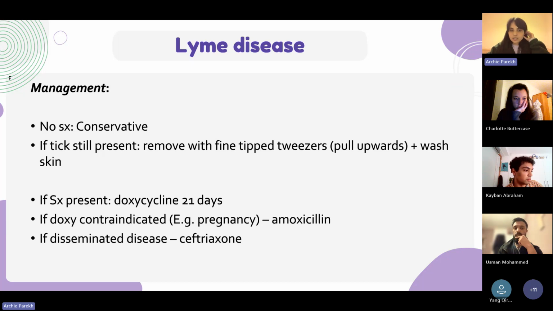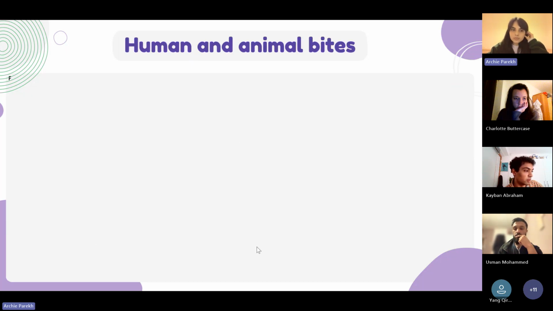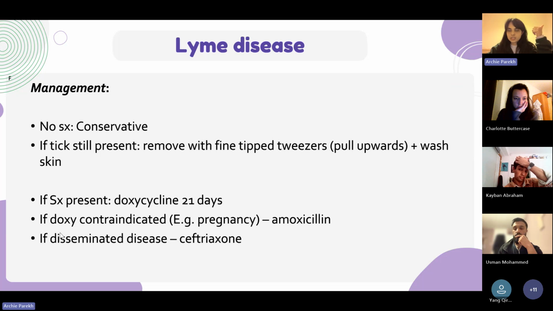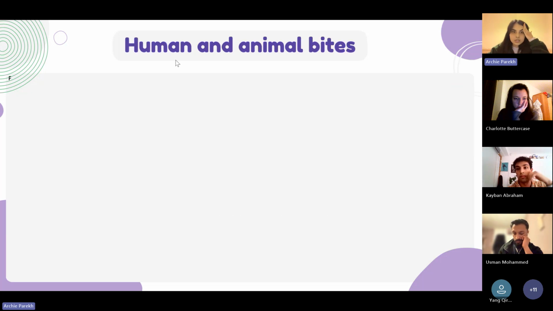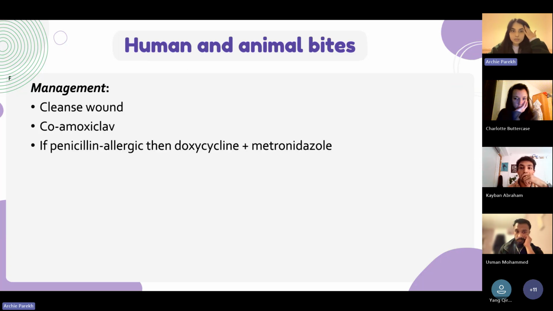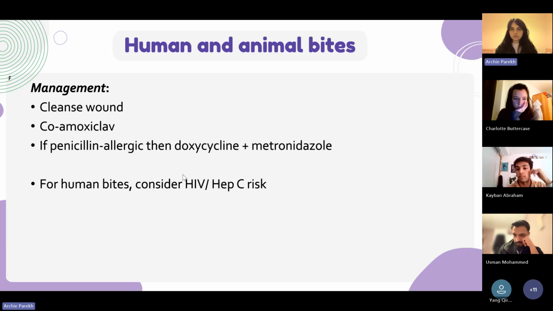If the disease is disseminated, you're going to give them ceftriaxone. And by disseminated, I mean if they have signs of heart disease or if they have signs of meningism as well. Okay, we're going to quickly wrap up. Human and animal bites. If a human bites you, if an animal bites you, you'd give co-amoxiclav. If penicillin allergic, you'd give them doxycycline and metronidazole. It's just to make sure you're covering a huge spectrum of gram-negative and gram-positive. For human bites, also consider testing them for hepatitis C and for HIV as well.